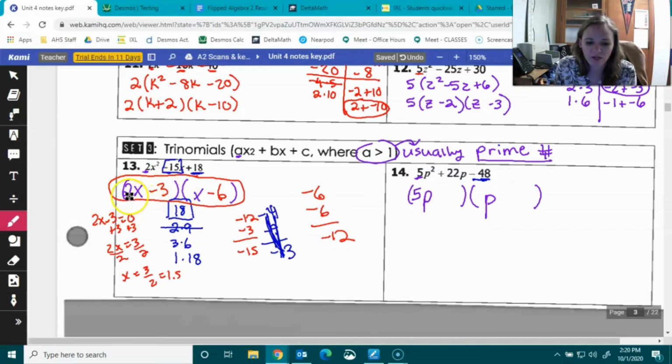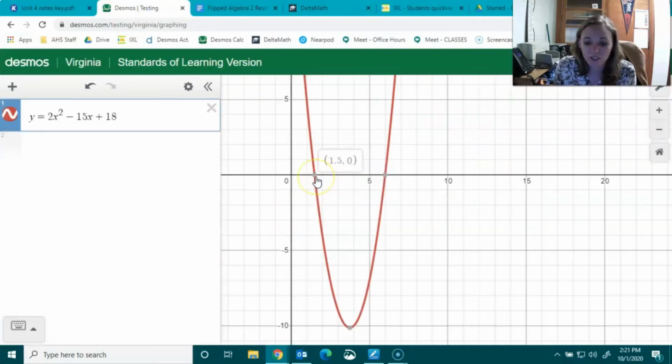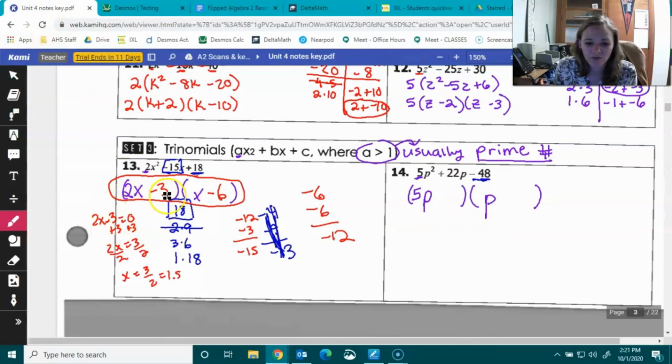Negative 3 divided by 2. So negative 3 divided by 2 would just change to positive on your graph, okay? So that is how you would check and compare the solutions on your graph to the factors that you get and how they're related to each other.